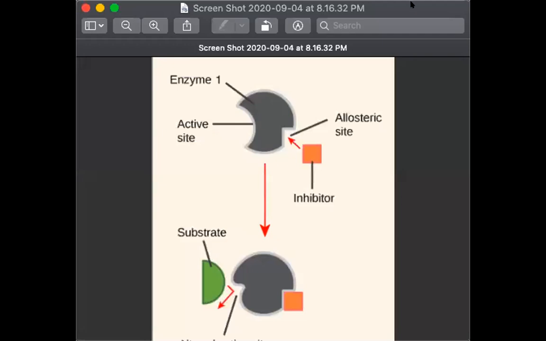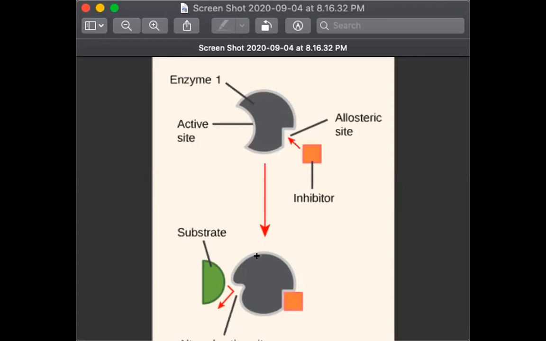So this is kind of what I was saying. Can you see this picture right here? Yeah. Okay, so this is kind of what I was talking about with that whole balloon thing. This is your enzyme, and here's your active site. This is how the active site is normally shaped. Then you have this other site that's not the active site. That's going to be your allosteric site. That's where something is going to bind other than the active site.